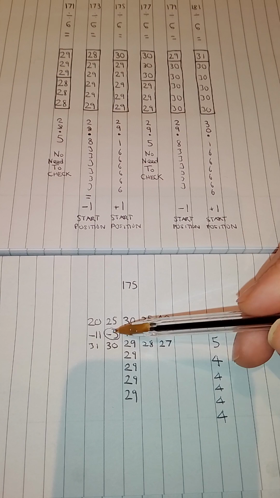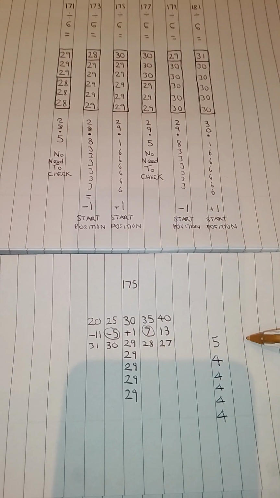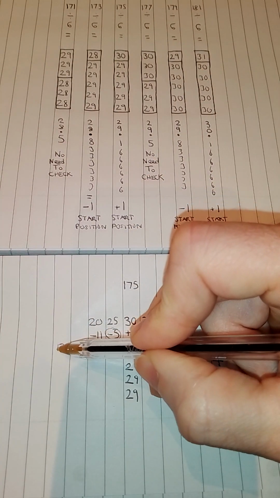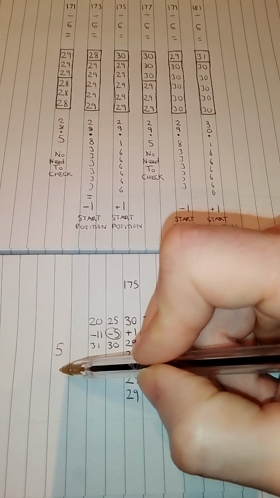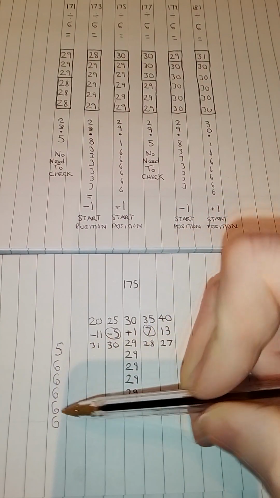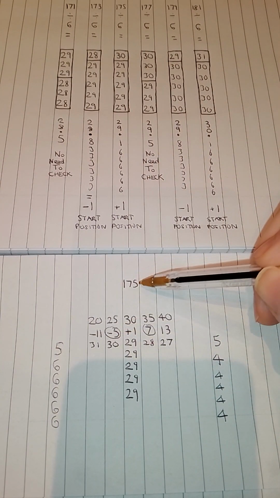And again on this side, -5. So 5 into 25, I'll do the other side, would be 5. 5 into 30 would be 6, 6, 6, 6, 6. So 30, 35, 35 times 5 is 175.